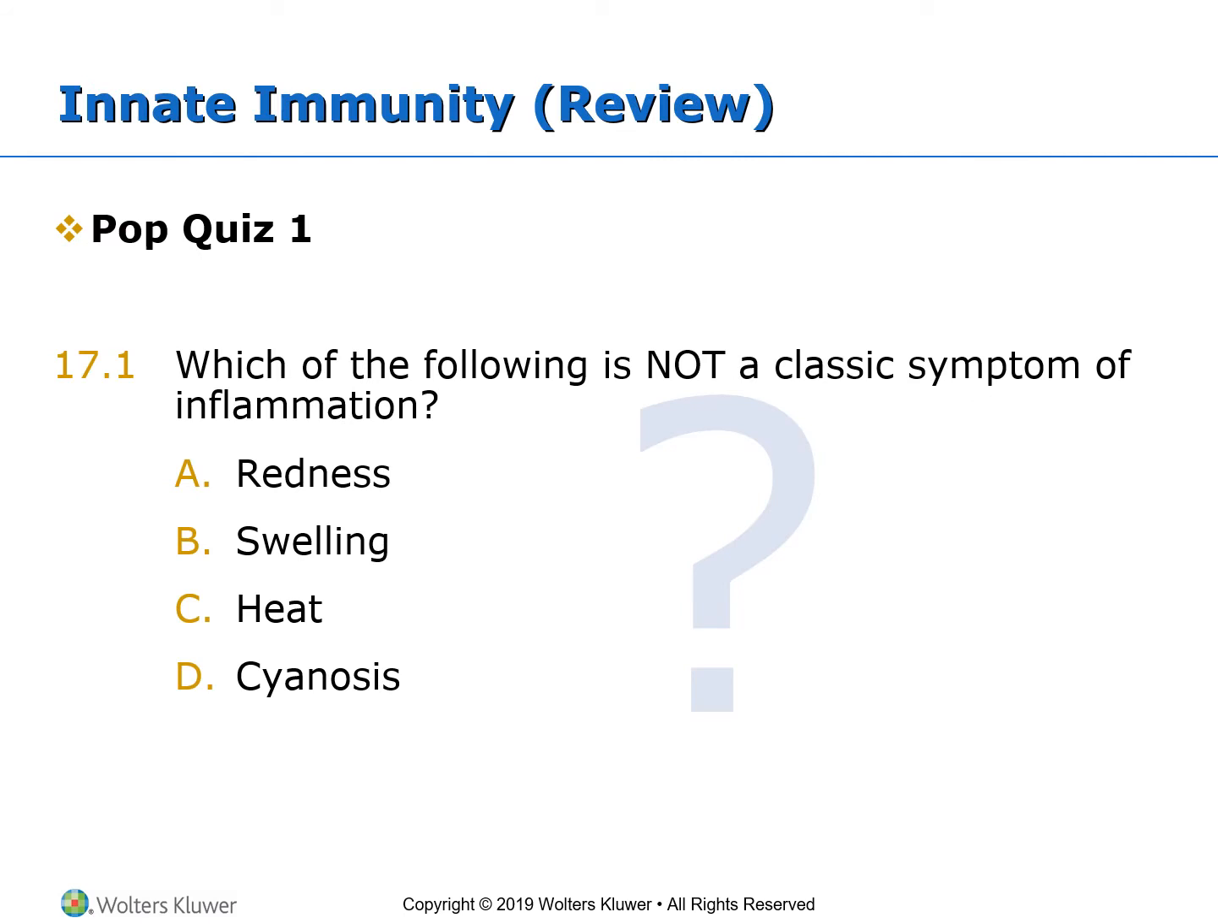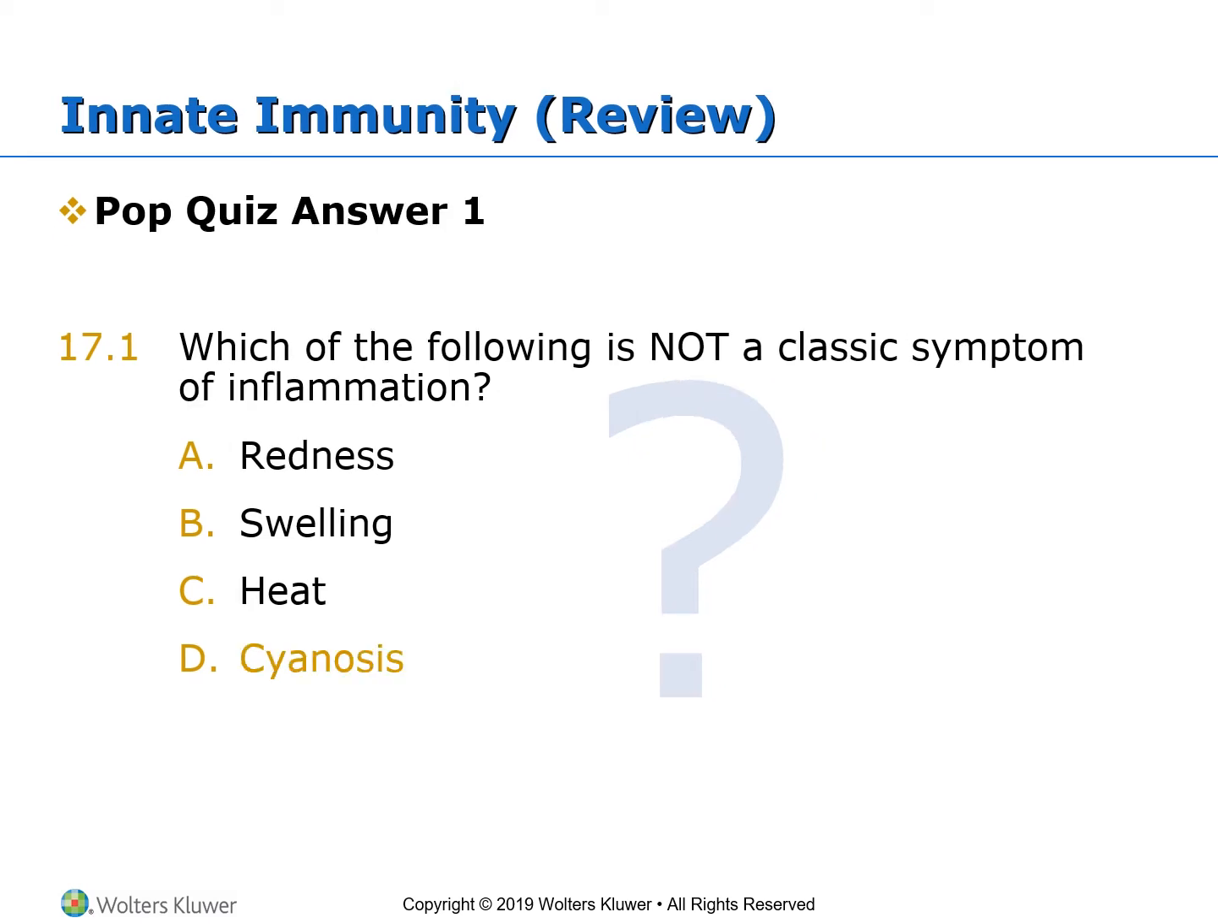Which of the following is not a classic symptom of inflammation? A. Redness, B. Swelling, C. Heat, or D. Cyanosis. Redness, swelling, and heat are classic symptoms of inflammation, while cyanosis is not considered a sign or symptom of inflammation.